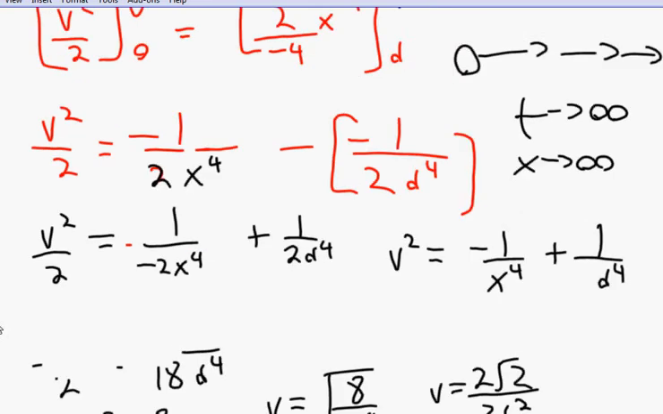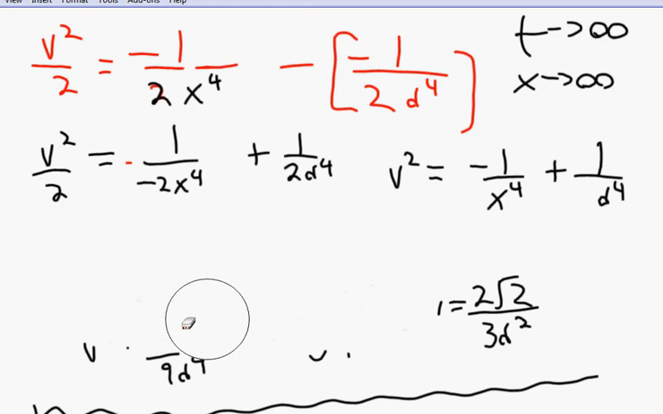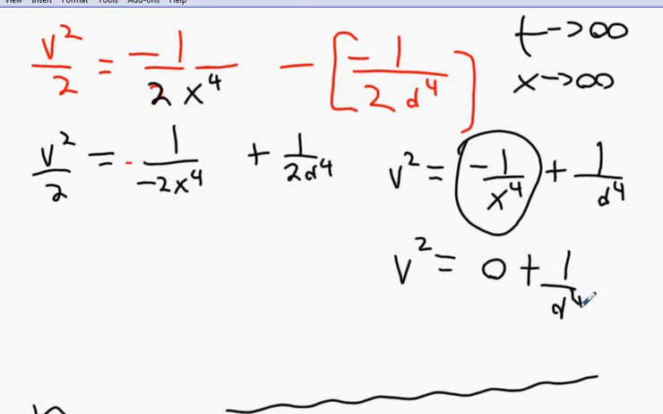So this means that you can use this equation here. What happens when x becomes a really, really big number? This 1 over a really, really big number to the power 4 is going to become 0. So you're going to get phi squared equals 0 plus 1 over d4. Phi squared equals 1 over d4. Square root both sides. Phi equals 1 over d2. And that's your 30 marks there. Okay.